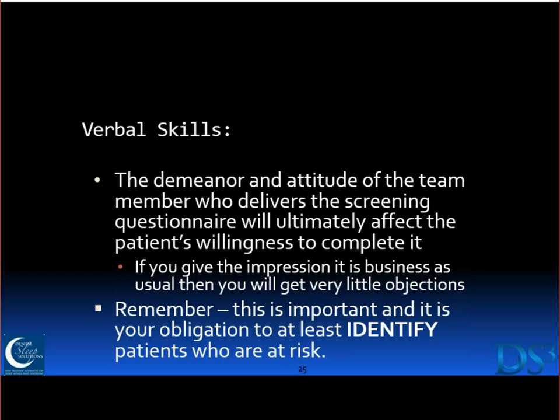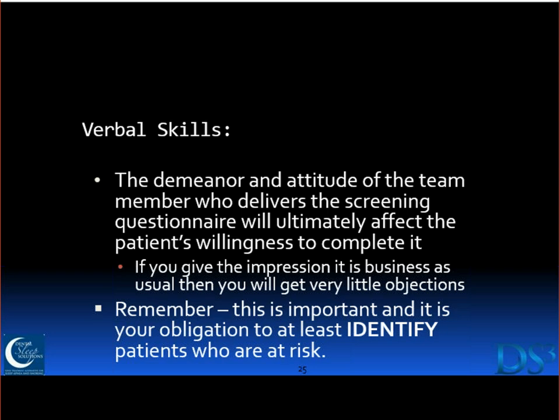I think you hit the nail on the head there too, Guy, because you as doctors who are on here, and hopefully we have some staff on here too, have to understand that you personally are probably not the one implementing this and doing this. So it's very important that the attitude of that person who is either handing them a paper form or a digital tablet screener or something like that is business as usual, and we're doing this because we care about you.